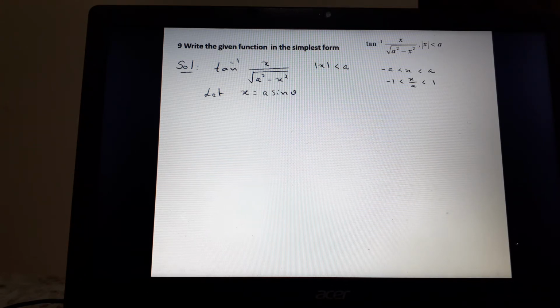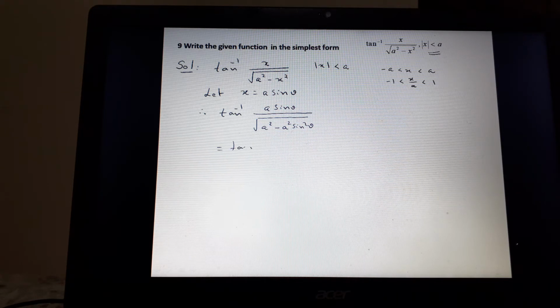This is valid because x by a lies between minus 1 and plus 1. So this substitution is valid, because you have to justify that. That is why this condition is given. So now, therefore what happens? Therefore tan inverse of a sine theta divided by square root of a square minus a square sine square theta. So now hereafter there is no difficulty.